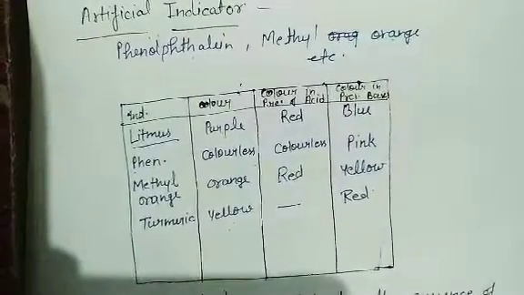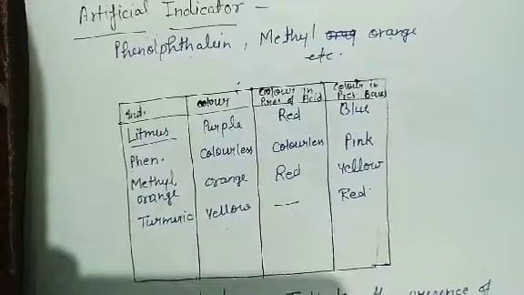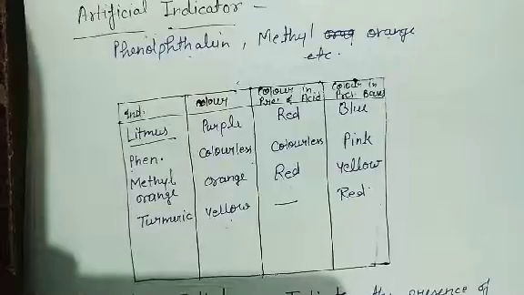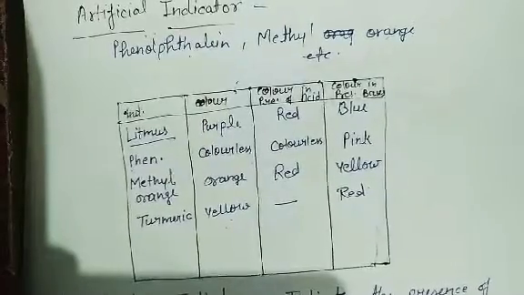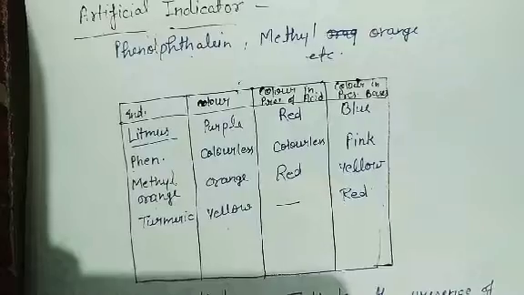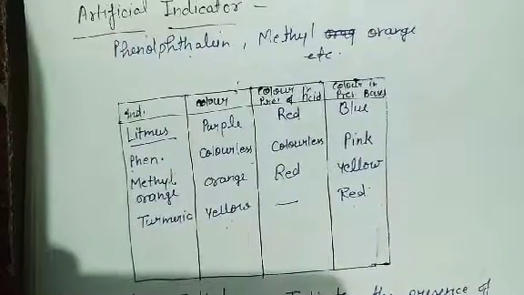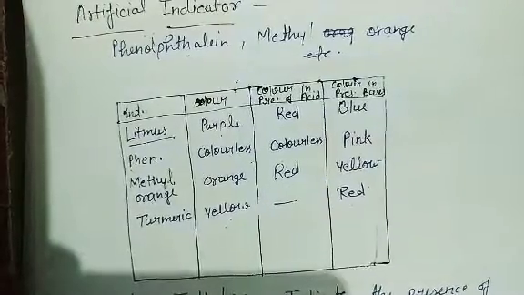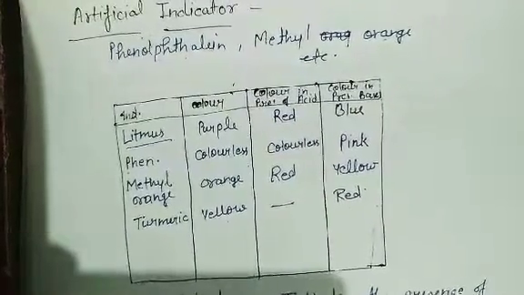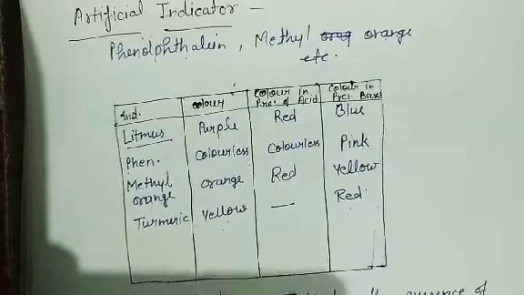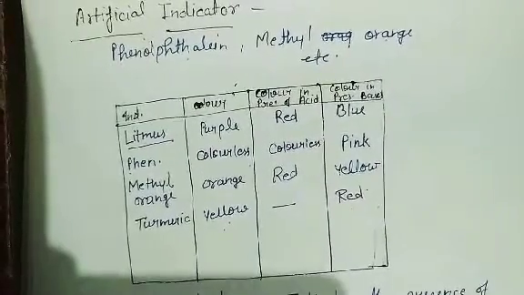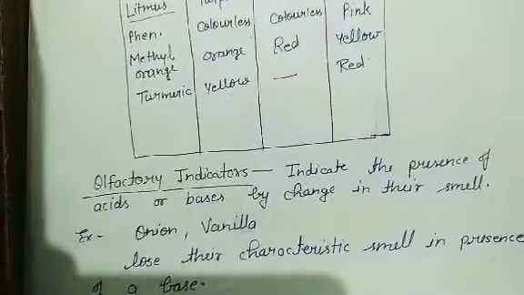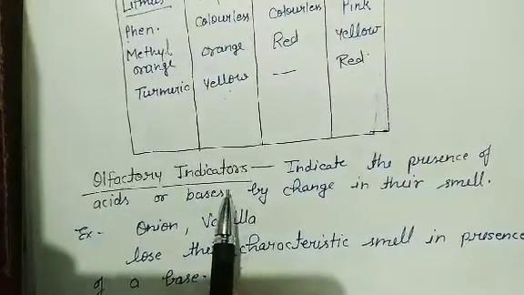There are also some indicators which tell us about the presence of acids or bases by change in their characteristic smell. Those indicators are known as olfactory indicators. In biology you must have heard about olfactory receptors. The word olfactory is related to smell. So those indicators which show the presence of acids or bases by change in their smell are termed as olfactory indicators.